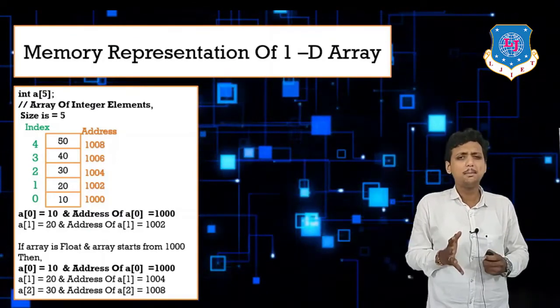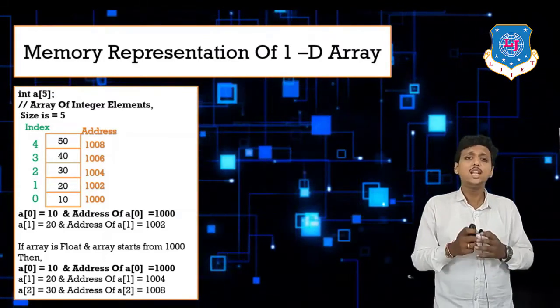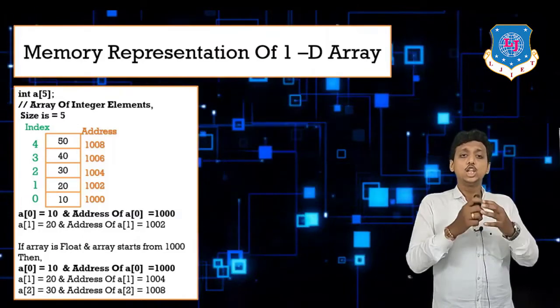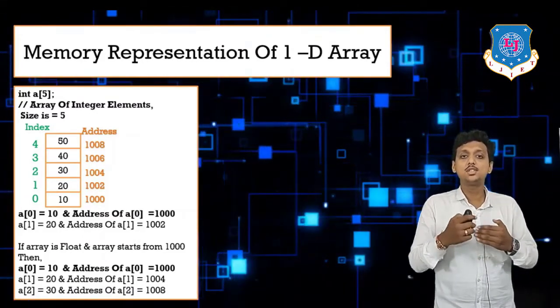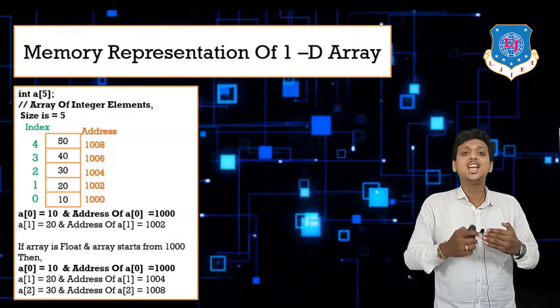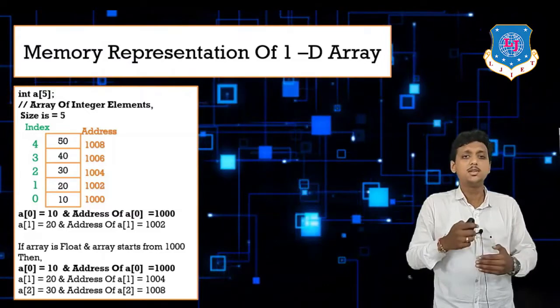But what happens if I have a floating type array? Students, if you have a floating type array, then your addresses are incremented by 4 bytes. Like a[0] is at 1000, then a[1] is at 1004, then 1008, 1012.